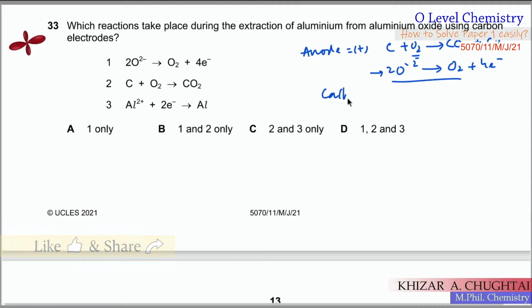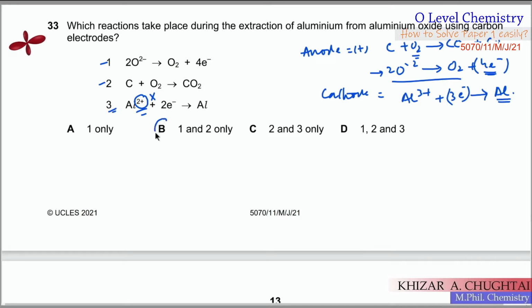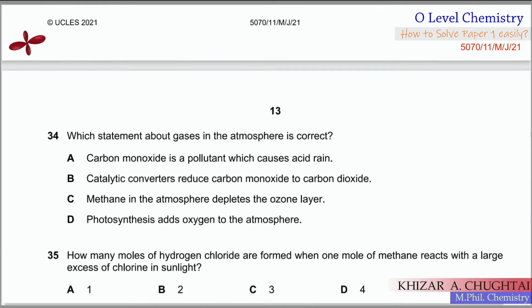At the cathode, the aluminium 3 positive ion will receive the electrons, at least 3 electrons. In my opinion, the number of electrons lost and gained must be the same, and it will be collected as aluminium, a liquid, at least 1 mole of aluminium liquid. So reaction 1 and reaction 2 are the only possible reactions, because there is the wrong positive charge on the aluminium in the third. So the third option is not correct. So 1 and 2 are the only correct options.